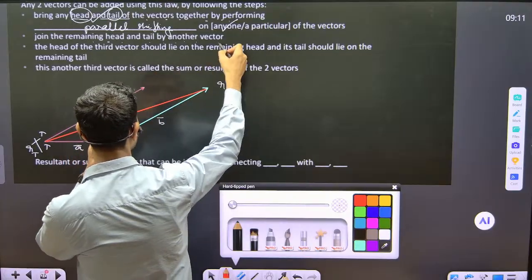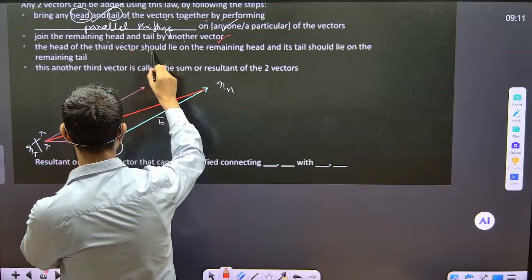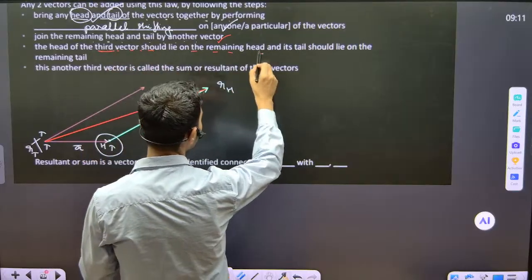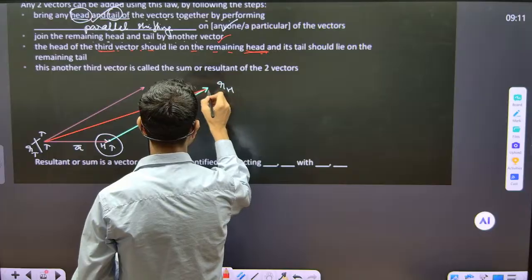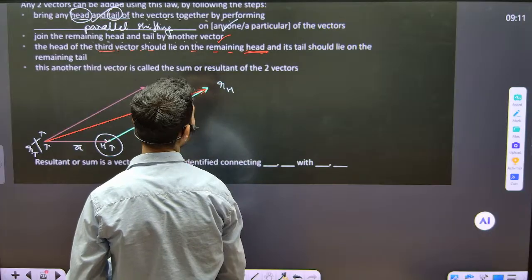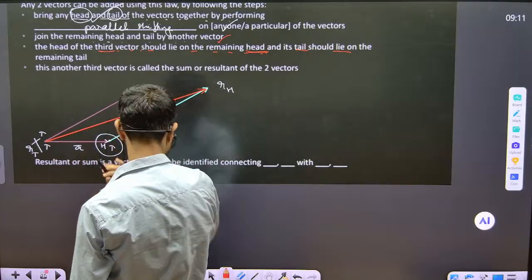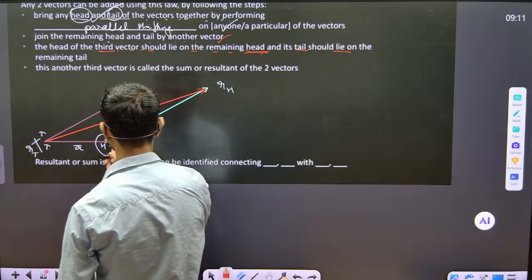We have joined. Next, the head of the third vector, this is the third vector. Head of the third vector will lie on the remaining head. So this is the remaining head and the head will lie here only. And tail should lie on the remaining tail. Tail is on the remaining tail and that is correct. And this is the third vector.